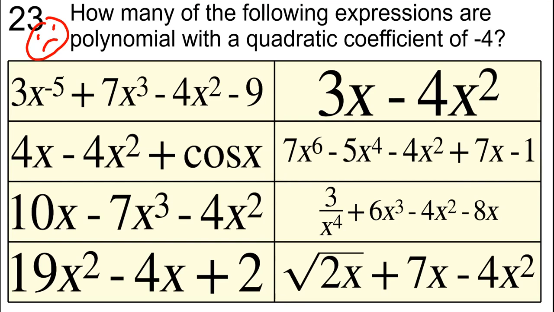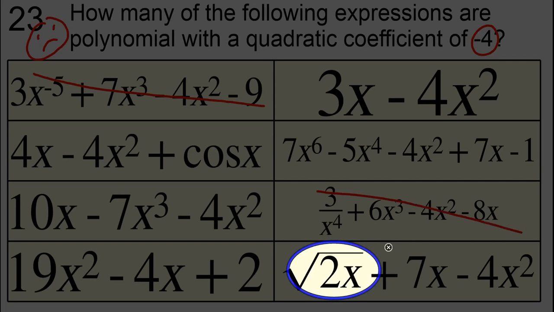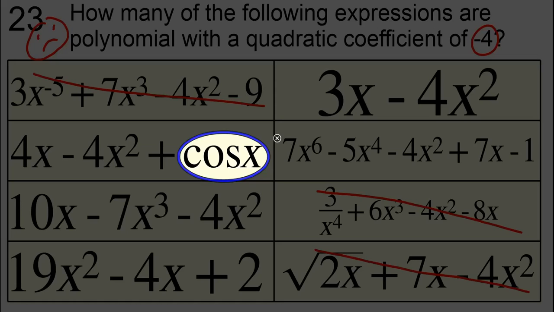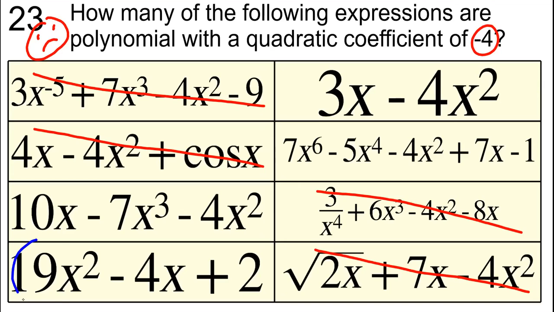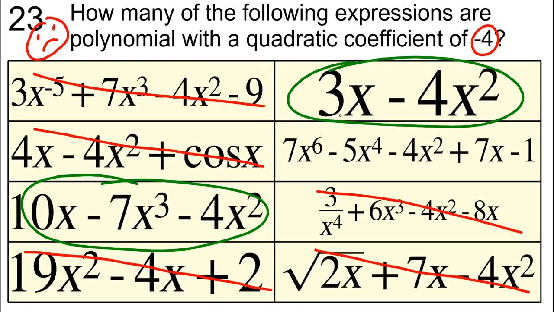How many of the following expressions are polynomial with a quadratic coefficient of negative 4? Let's eliminate anything that's not polynomial. Negative 5 is not a whole number. It's an integer. This is not polynomial. Polynomials do not contain division of variables. Square roots are not polynomial. And neither are trig functions like cosine. The rest are polynomial, but this one has a quadratic coefficient of 19. The rest of these are good because they are polynomial and have a quadratic coefficient of negative 4. The answer to number 23 is 3.